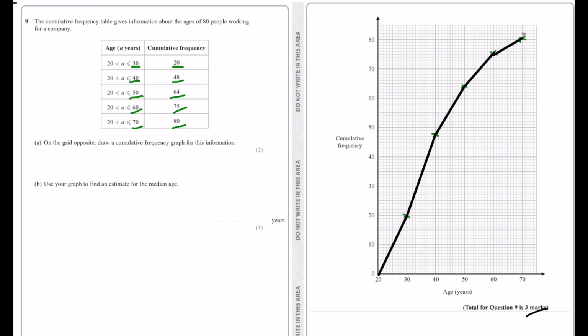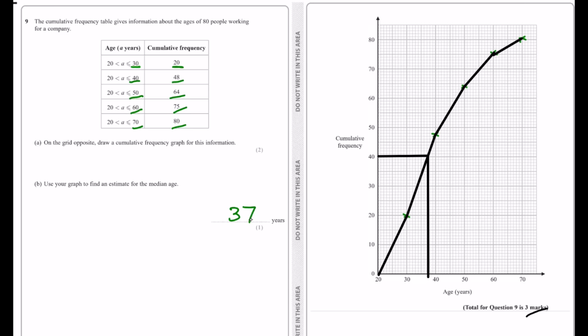And that is our cumulative frequency graph. Use your graph to find an estimate for the median age. So there are 80 people. So halfway is 40. So we're looking at 40 going along, and down, and we read off the age. I'm going to call that 37. Call that 37 years.